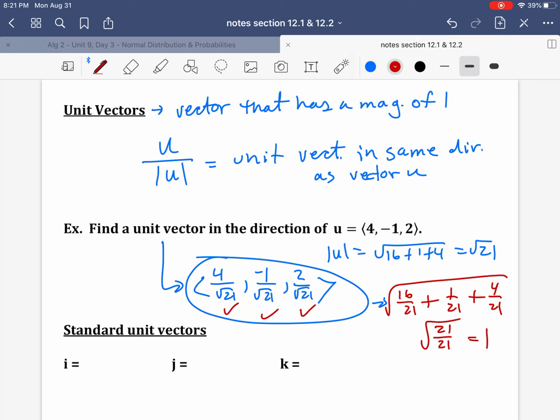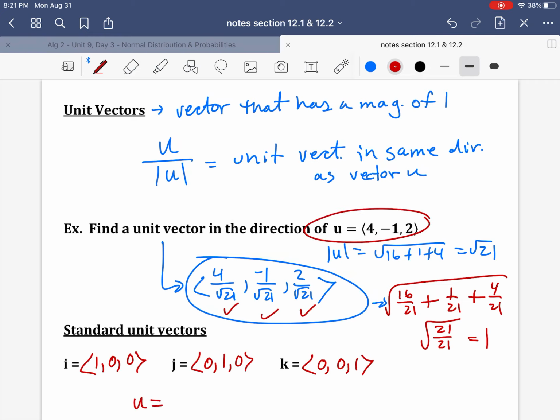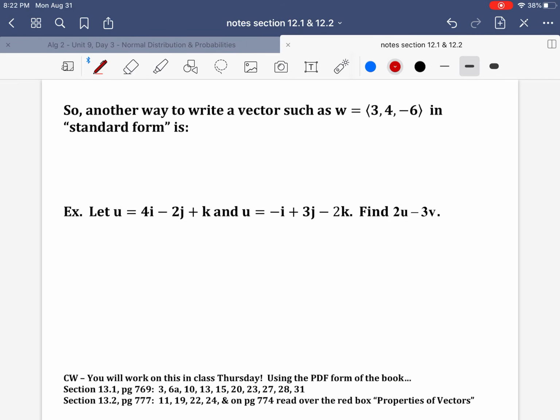All right, so you have what are called the standard unit vectors. This is another way of writing something instead of in component form. So a standard unit vector i is the vector 1, 0, 0. It goes 1 unit in the x direction. j is 0, 1, 0, and k is 0, 0, 1. So if you had a vector like my vector u right here, I could also write u like this. I could write 4i minus j plus 2k, and it would be telling you the same thing as the component form.